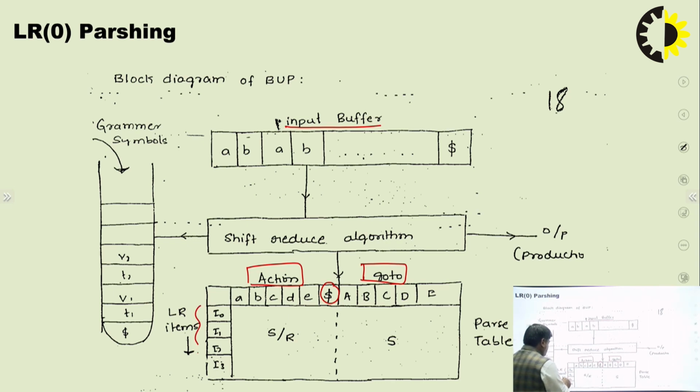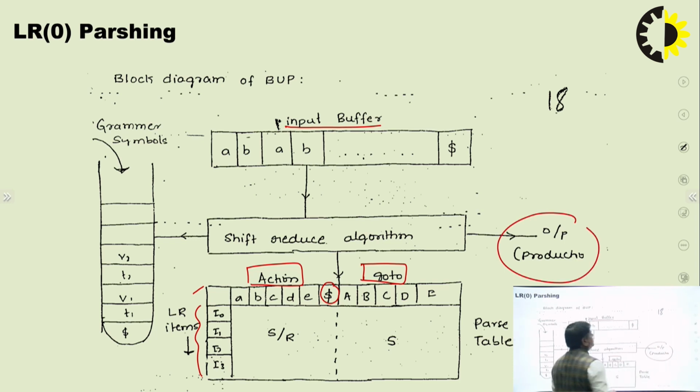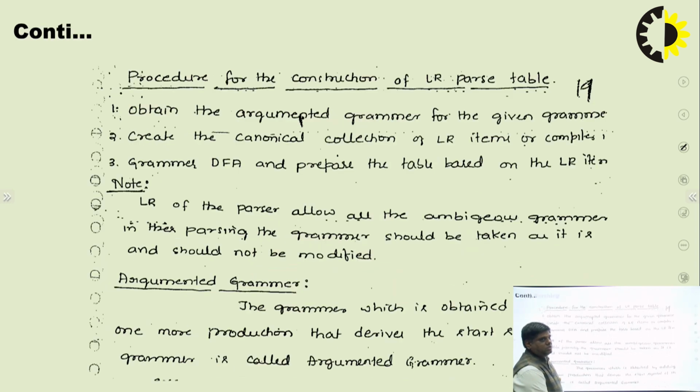And now this is the state of the DFA, which we also design for the canonical items of the LR0 parsing item. That is the parse table, and with the help of the stack, action goto table, and shift reduce algorithm, we design the final outcome of the LR0 parsing algorithm. Now, these are some basic procedures by which we design the LR0 parsing table.